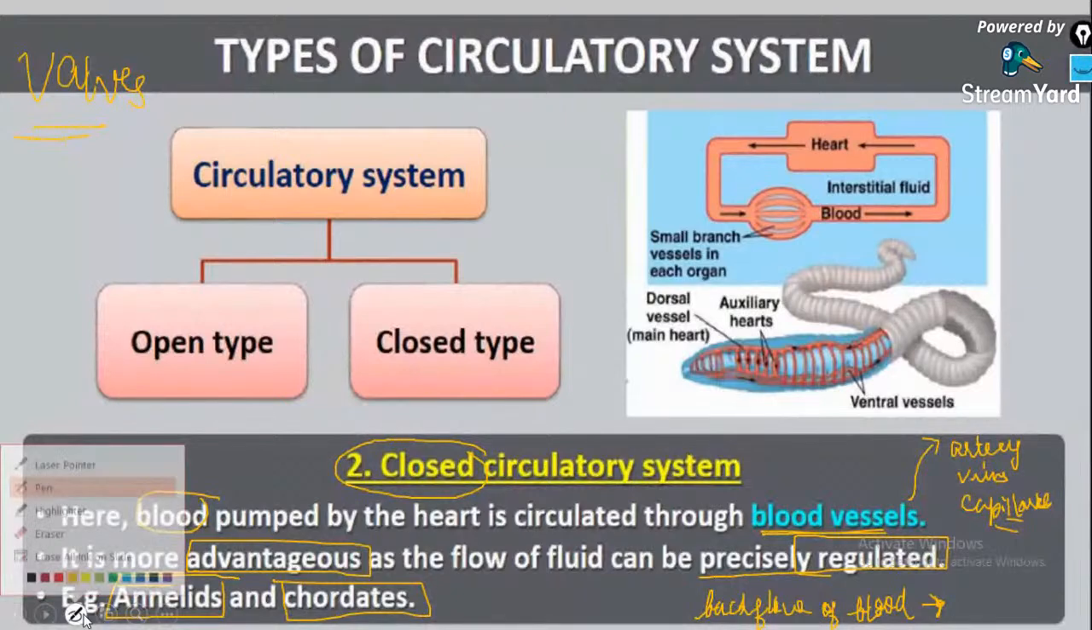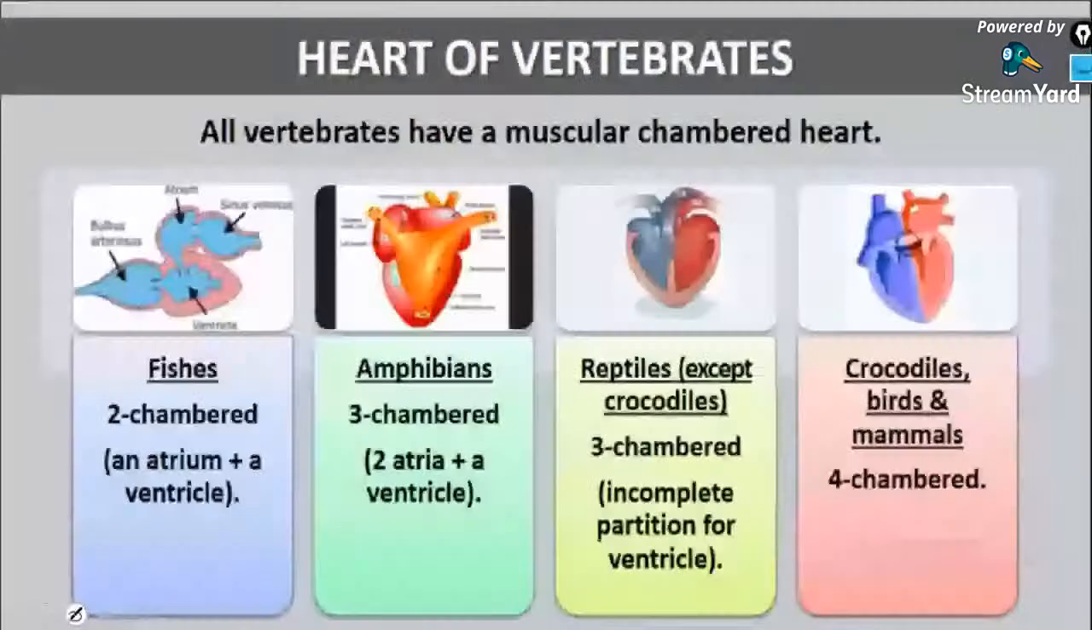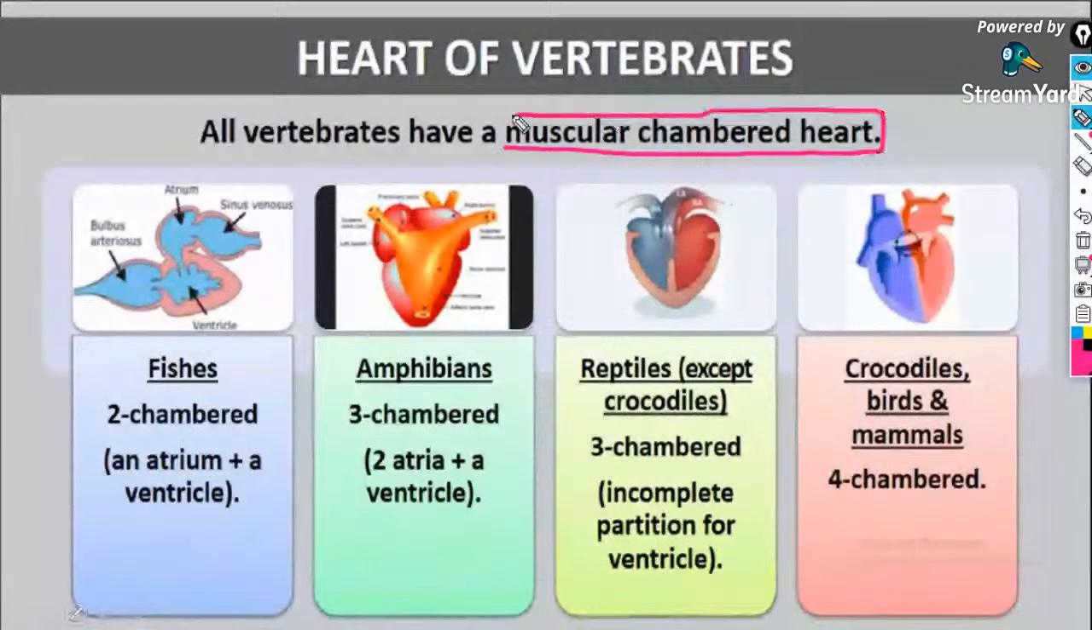Perfect, everyone. Next topic. All vertebrates have a muscular chambered heart. Yes, Shivani, it is a valve. For example, we have to study first about the fishes. Fishes have a two-chambered heart, that is, it has an atrium and a ventricle.